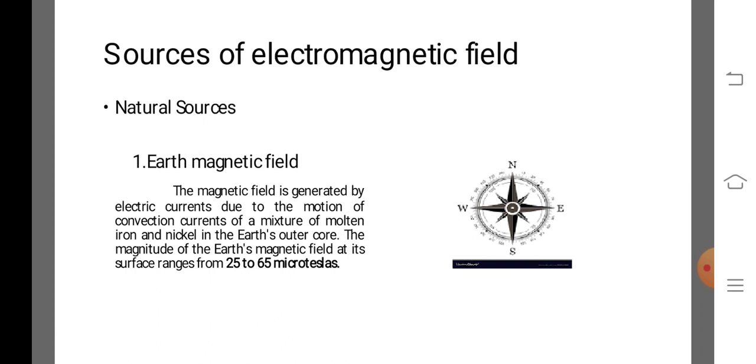The earth magnetic field is generated by electric current due to the motion of convection current in the earth's outer core. This magnetic field's surface range is always 25 to 65 micro Tesla. This is the earth magnetic field symbol. It has 4 directions. Among those 4 directions, the outer field can be calculated as a magnetic field, which is called earth magnetic field.